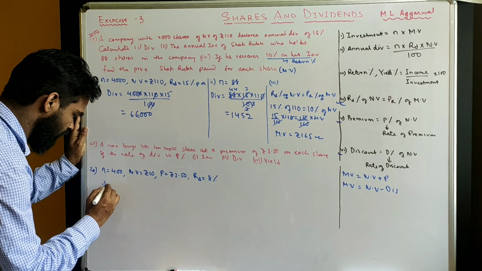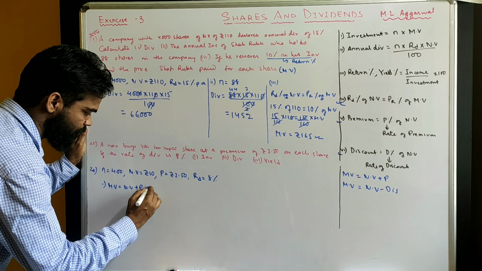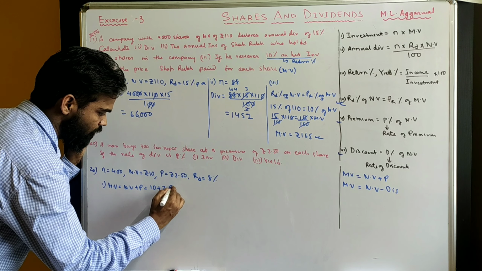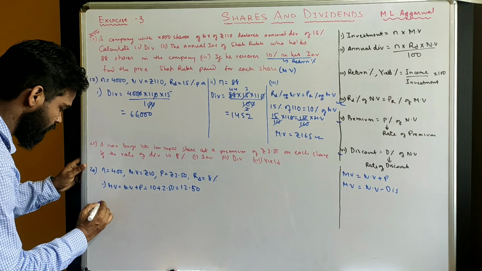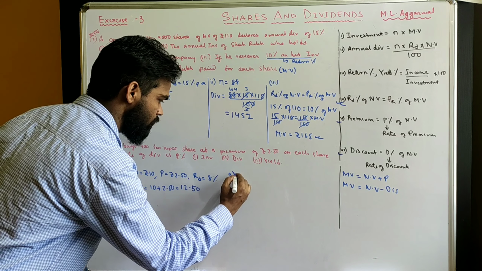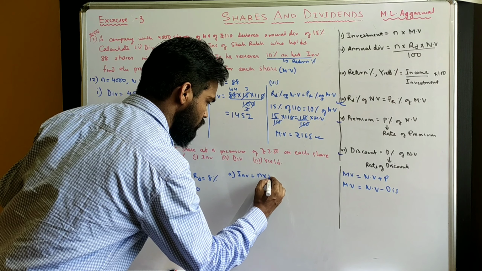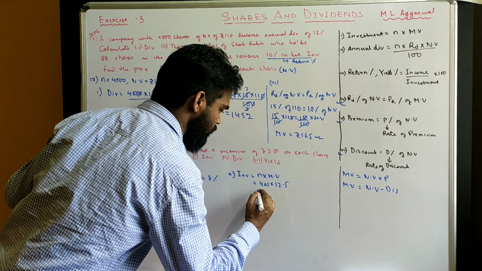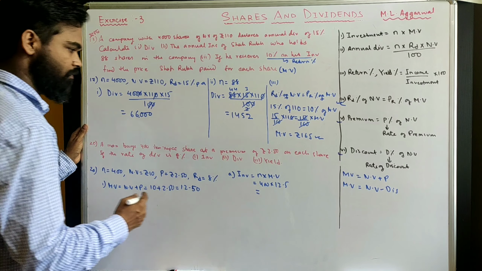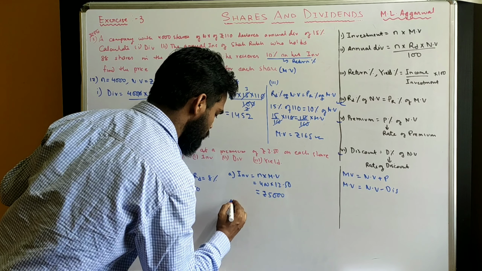Very easy. First find the market value. Market value will be nominal value plus premium. That's 10 plus 2.50, that's 12.50. Done. Then look, the investment equals number of shares into market value, which is 400 into 12.50, which is rupees 5,000 if I'm not wrong.